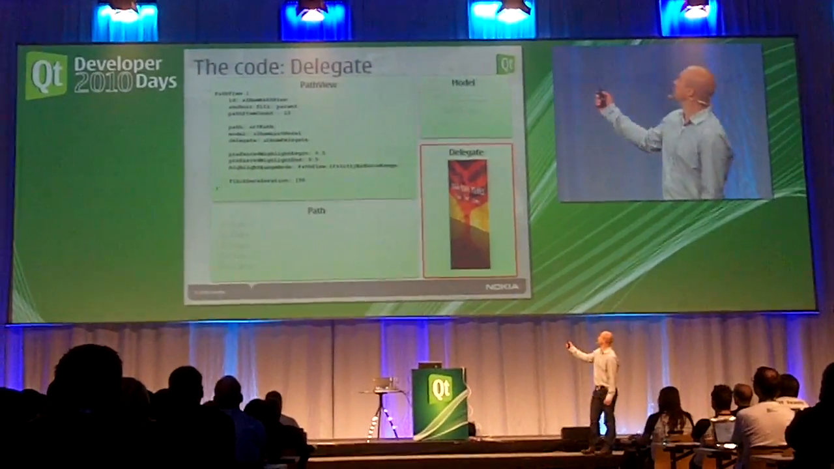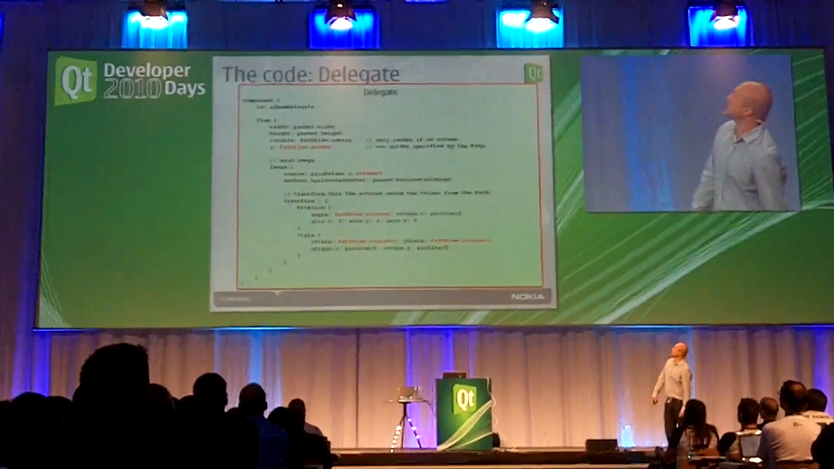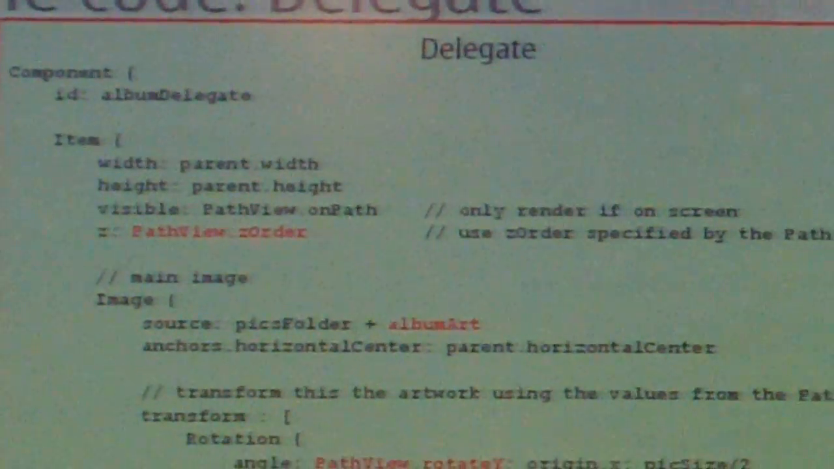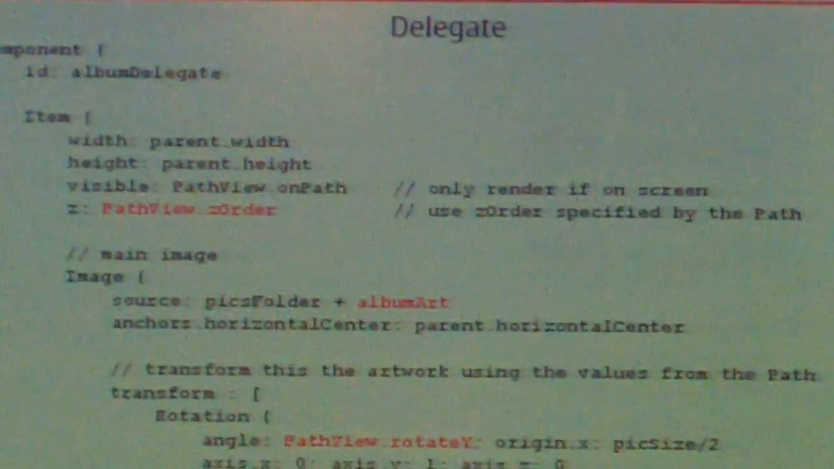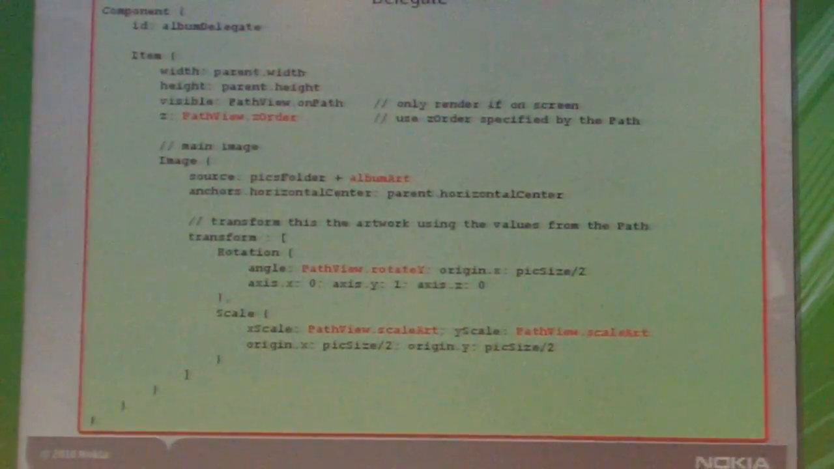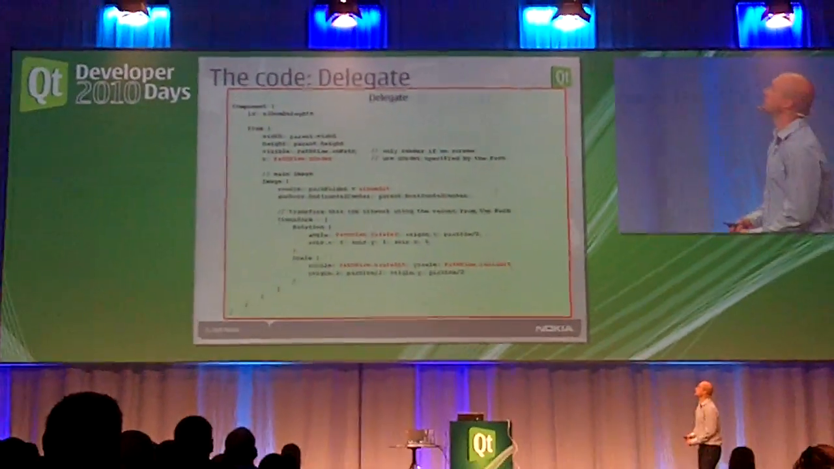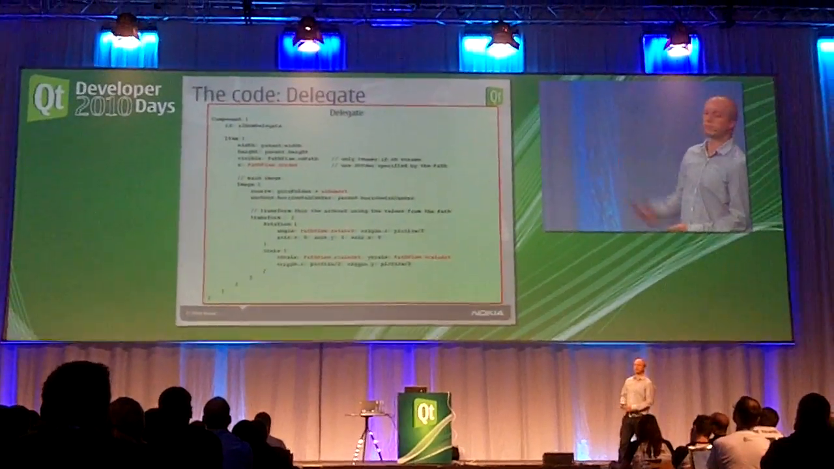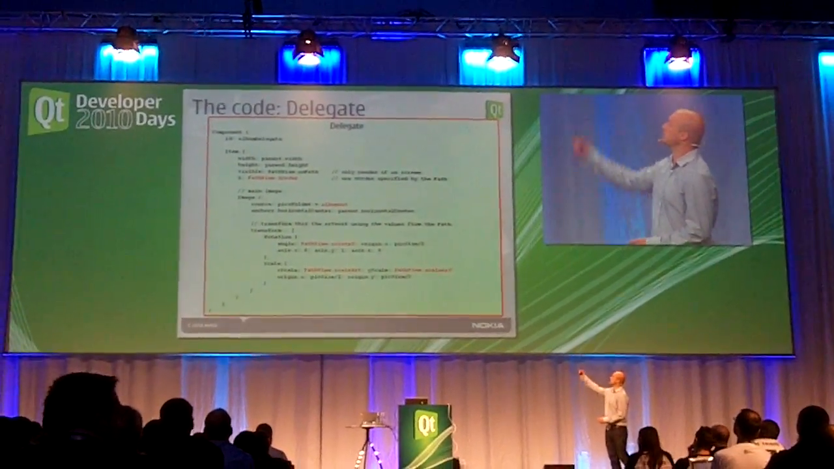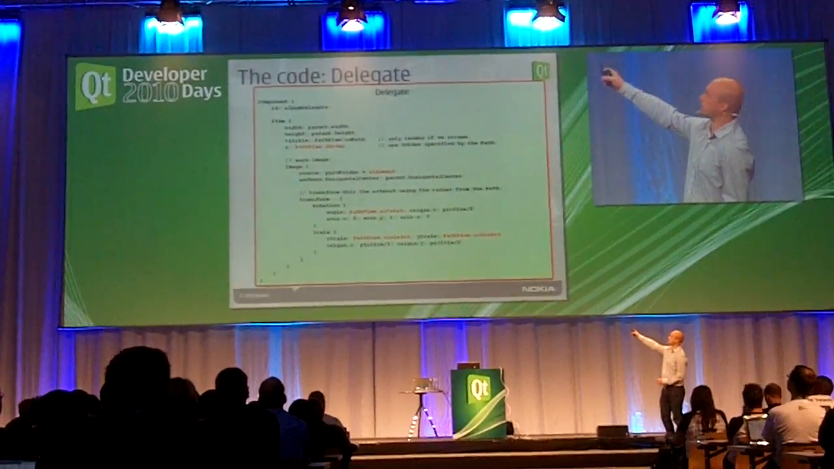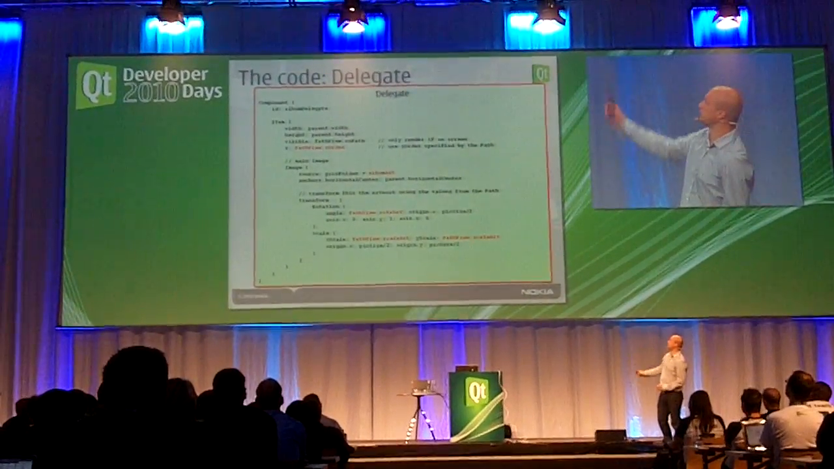And finally, but certainly not least, the delegate. So remember, the delegate, its responsibility is to render one album on the path, and so it must do this based on the parameters that are set by the path view, and also use the model to get hold of the right artwork. So you can see the first thing it does is set the Z order based on what the path view is saying. It then defines an image, uses the source as the album art from the model, and then applies a transform using the rotation and the scale.